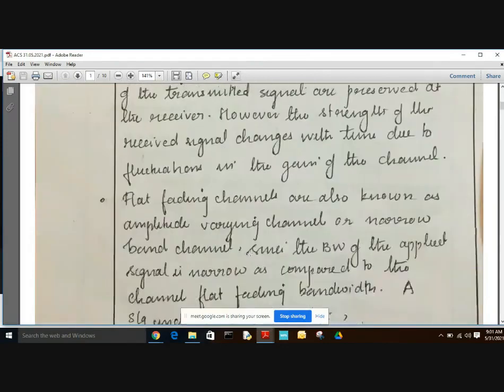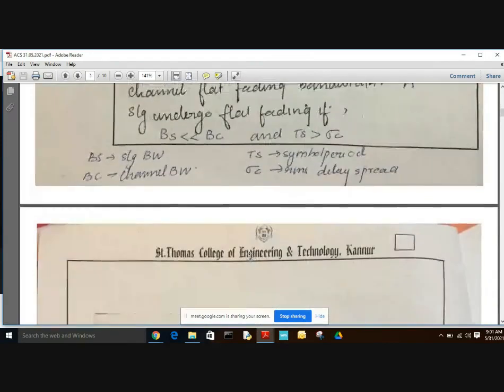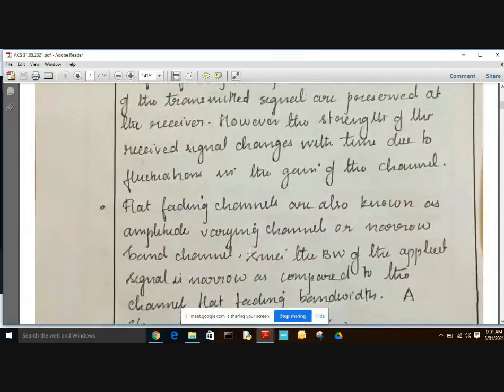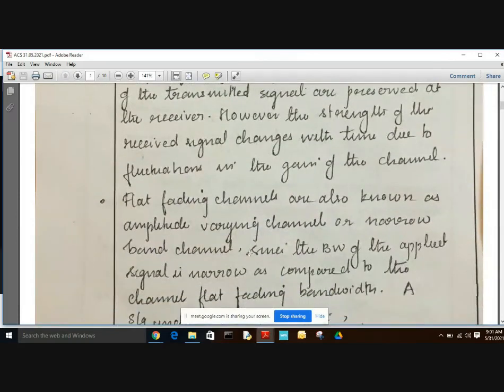As we can see, R(f) is similar to S(f). The only change is in the strength of the received signal, and the strength of the received signal varies due to the time fluctuation in the gain of the channel.